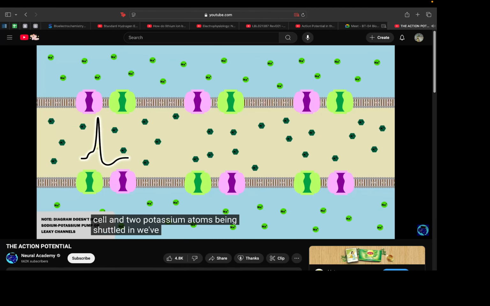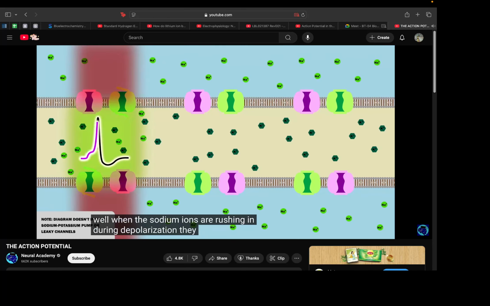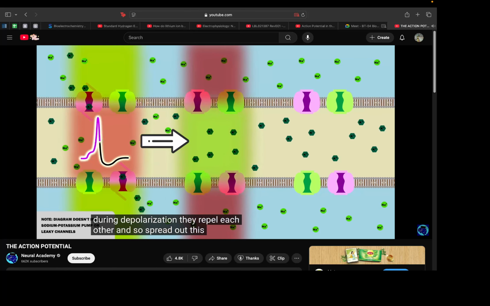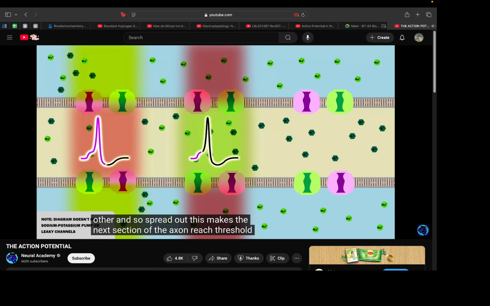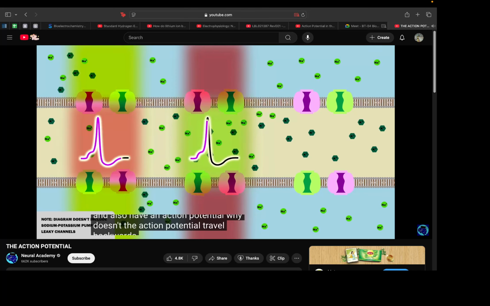We've now seen what happens locally at one segment of the axon, but how does the action potential propagate? Well, when the sodium ions are rushing in during depolarization, they repel each other and so spread out. This makes the next section of the axon reach threshold, and also have an action potential. Why doesn't the action potential travel backwards, though?